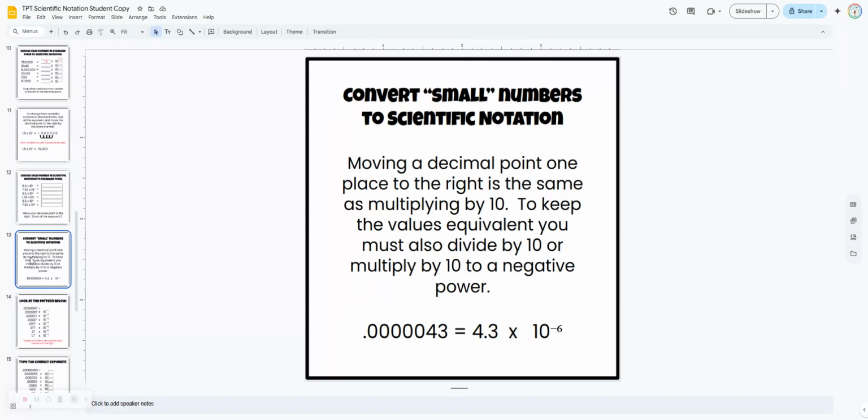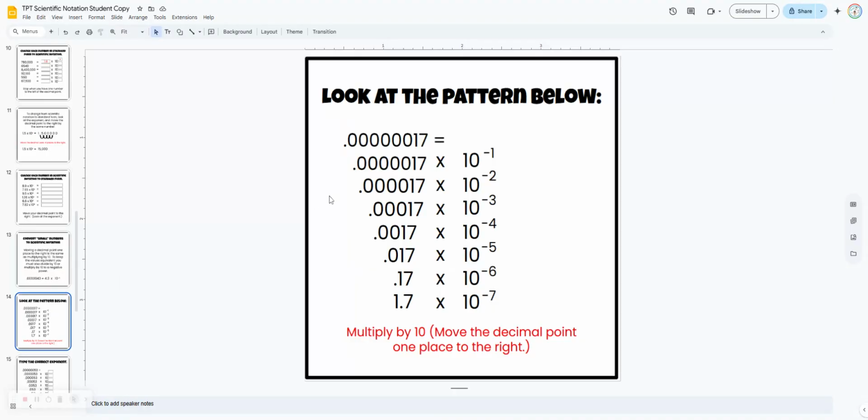Now when we're looking at very small numbers, moving a decimal point one place to the right is the same as multiplying by 10. This number is going to get larger every time you move that decimal point one place to the right. So to keep the values equivalent, you must also divide by 10 or multiply by 10 to a negative power. That's the same as dividing by 10. They see that on the next slide.